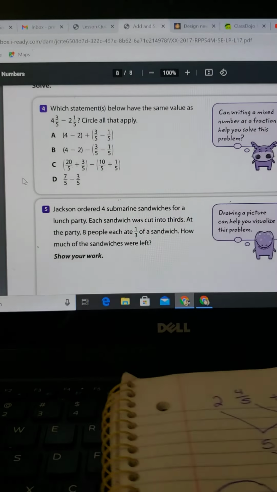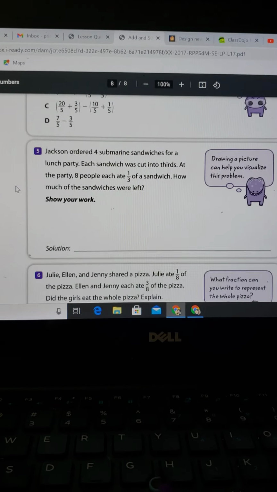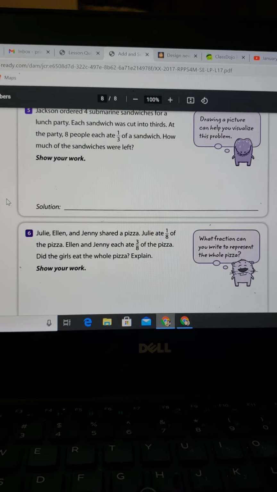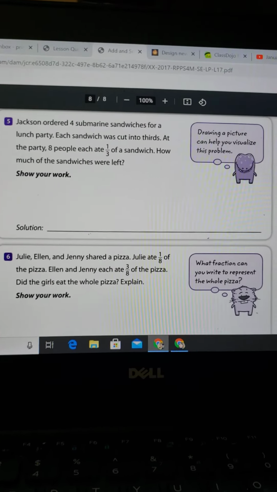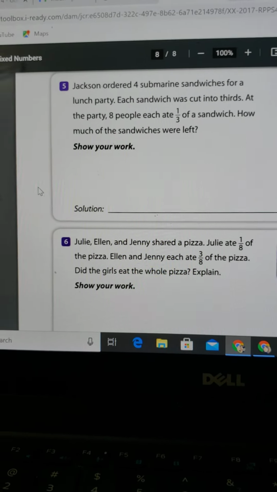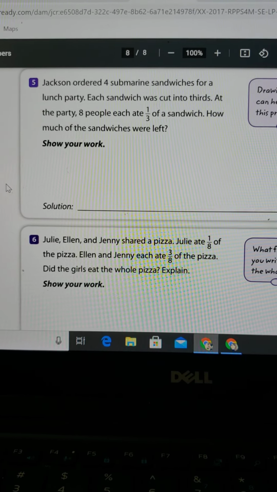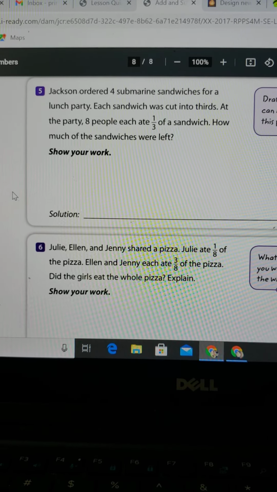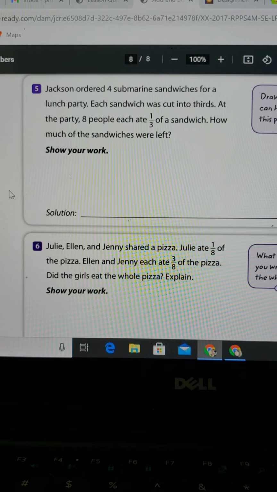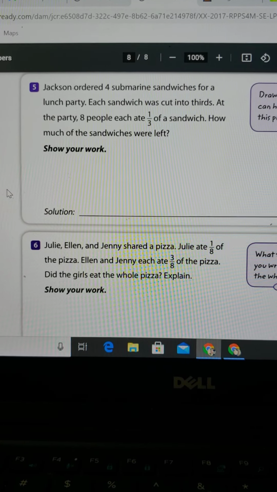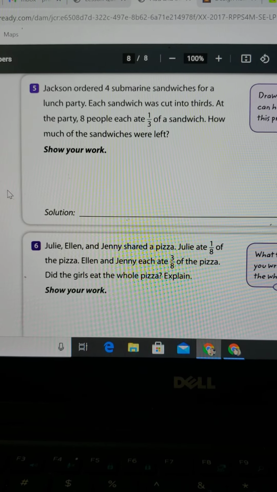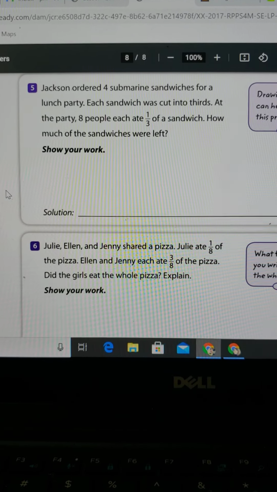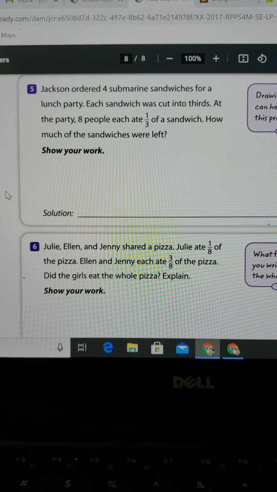All right, let me scooch on back for just 1 second so I can scroll down. Let's see, can I fit it all? I think I can. We can talk about both of them in one scroll down. Alrighty, number 5. Jackson ordered 4 submarine sandwiches for a lunch party. So if you know what a sub is, that's what they're talking about here. Each sandwich was cut into thirds. At the party, 8 people ate 1/3 of a sandwich. How many of the sandwiches were left?